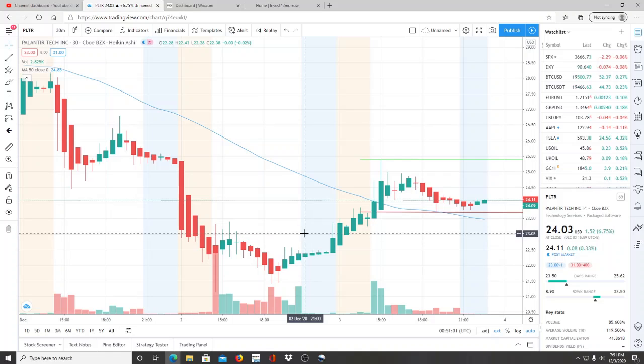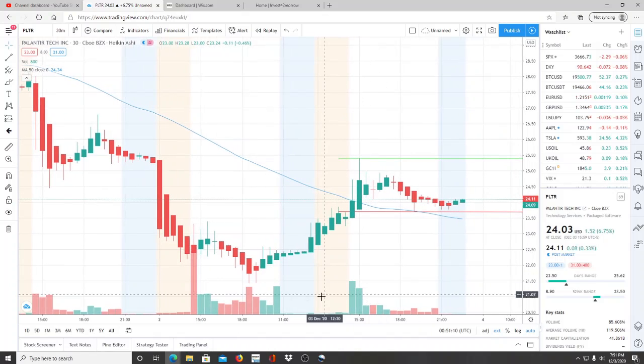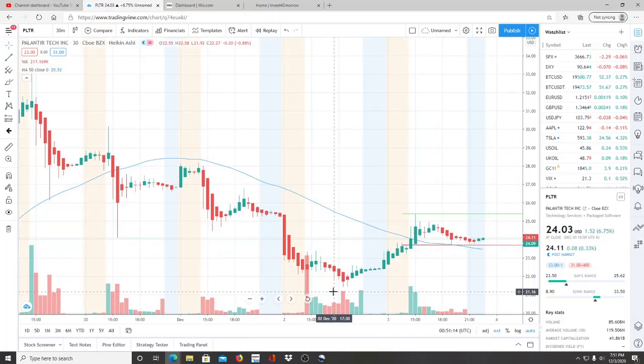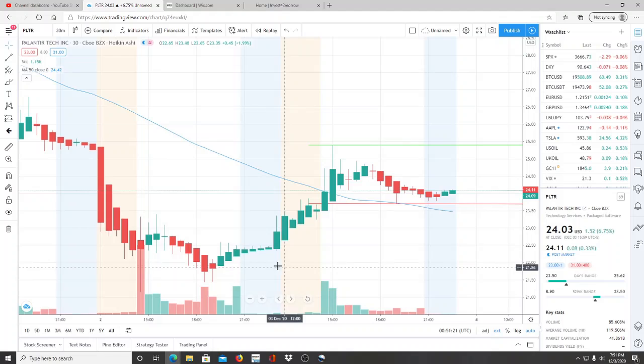So here we are with PLTR. The lowest point that it reached in the bearish run was 21.44. I highly recommend writing that down and keeping that number in mind before it ran up. Now, the lowest point was way down here at 21.16, but the lowest point before the run on the upward trend was 21.44. The 50-day moving average is right here at this point at 23.47.